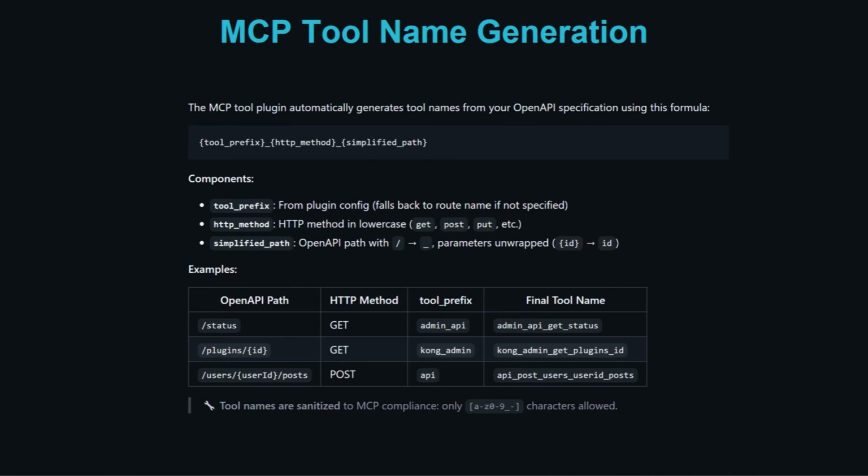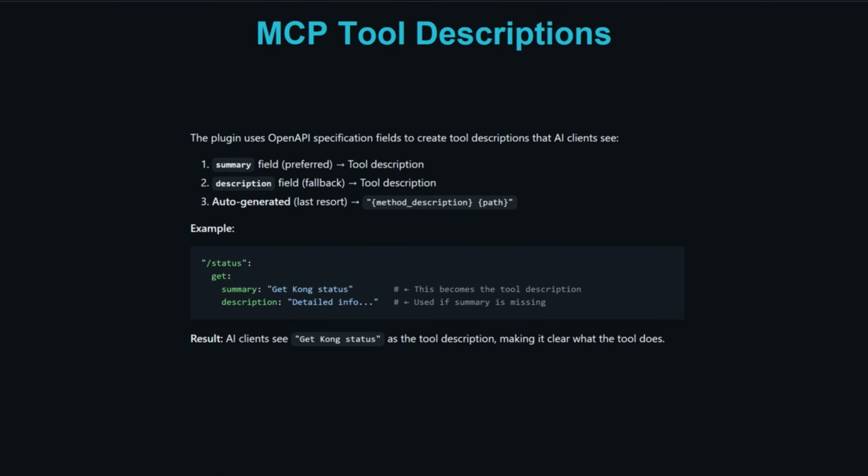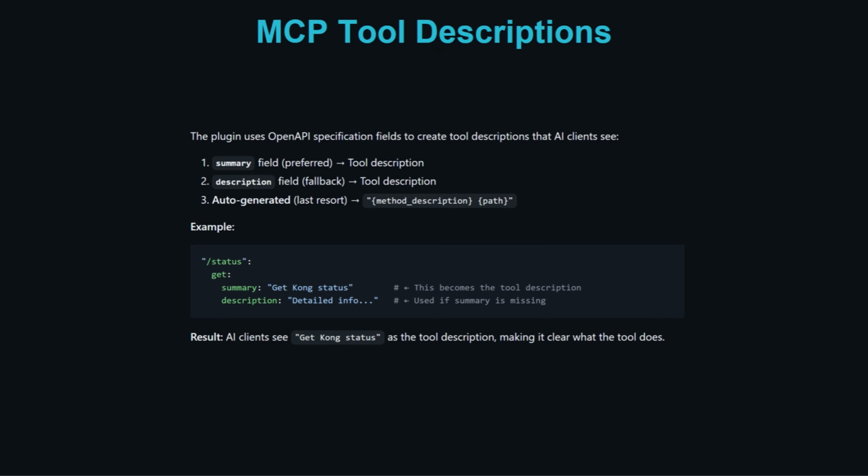Tool names are made up of a tool prefix set in the tool plugin, along with a method and a simplified path for each endpoint. The tool description, which is important to the LLM, is based on either the summary or description of the endpoint, with auto-generated text as a fallback if those fields are missing.